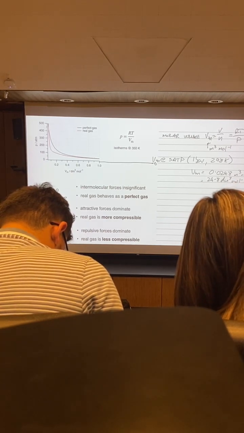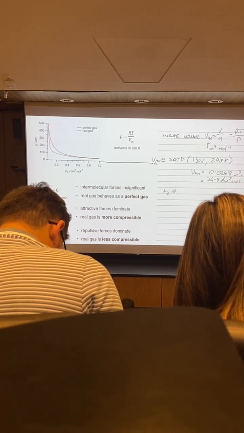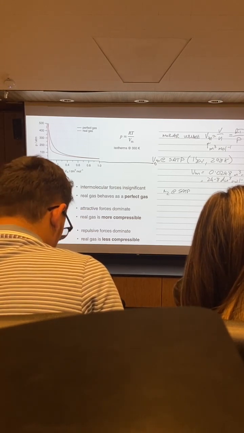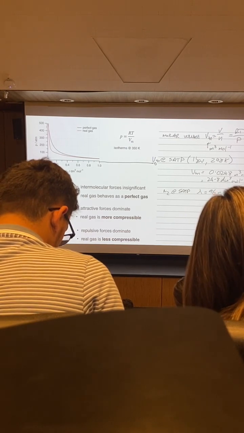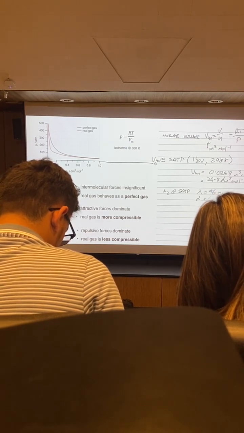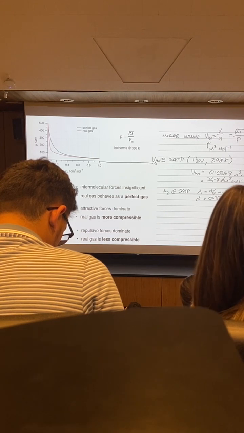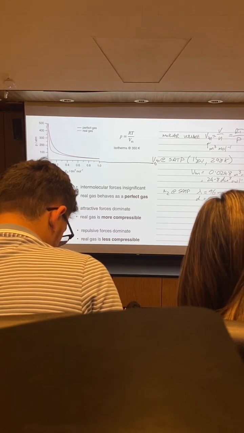Again, we've just seen for N2, the mean free path is 96 nanometers, whereas the diameter of my molecules is about 0.37 nanometers. The molecules are so far apart from one another, they never encounter one another.